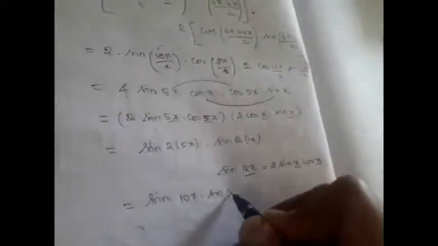In the same way here, 2 sin x cos x is nothing but sin 2A again. Sin 2 into your angle, which is now x. So which is nothing but sin 5 twos are 10x into sin 2x. Thus we arrived at our right hand side.